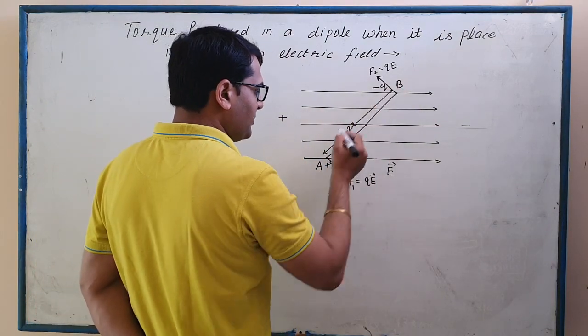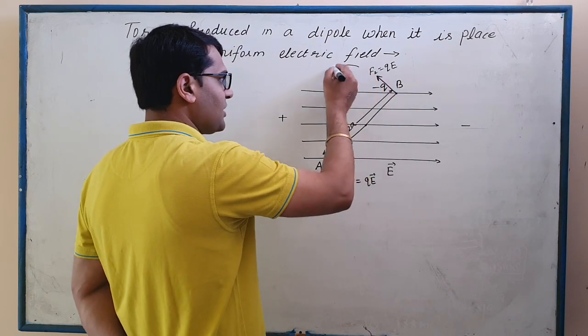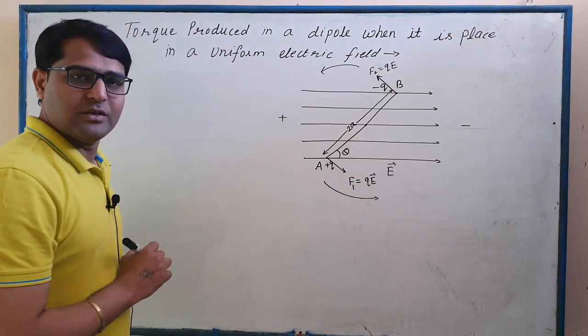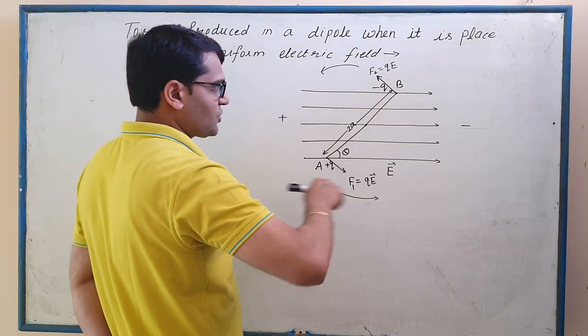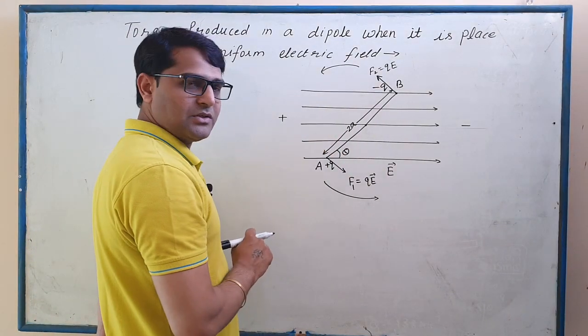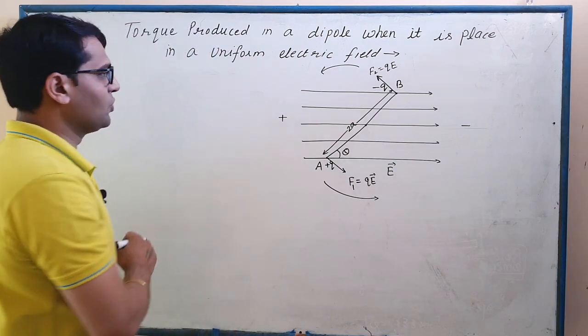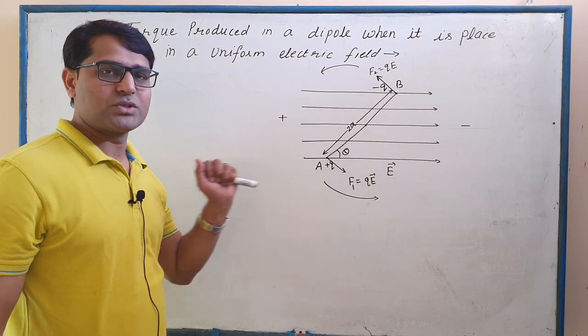Now, this pair of forces, this couple of forces, tries to rotate the dipole in this way. So this is the rotation of the dipole within the electric field. This rotation is known as torque, and torque is produced due to the couple of forces.